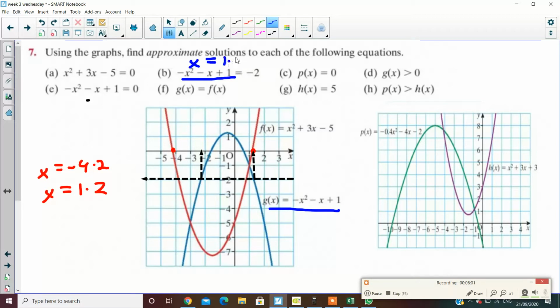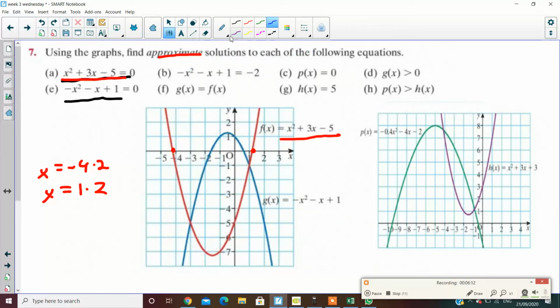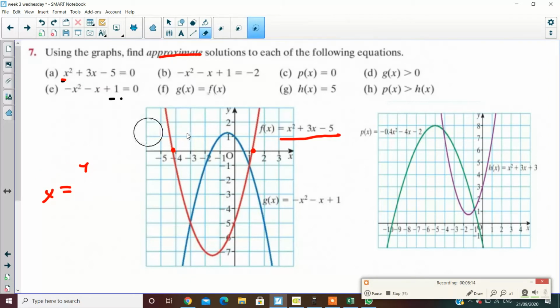Yeah, 1.2, and the other one was 2.3. Okay, let's try another one now. Let's get rid of all that nonsense for a minute. Okay, what does it want from you now? It wants P of X and H of X.